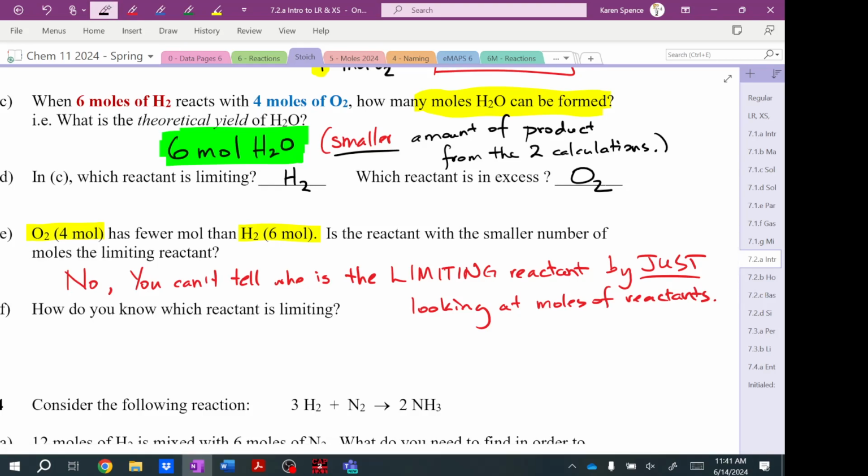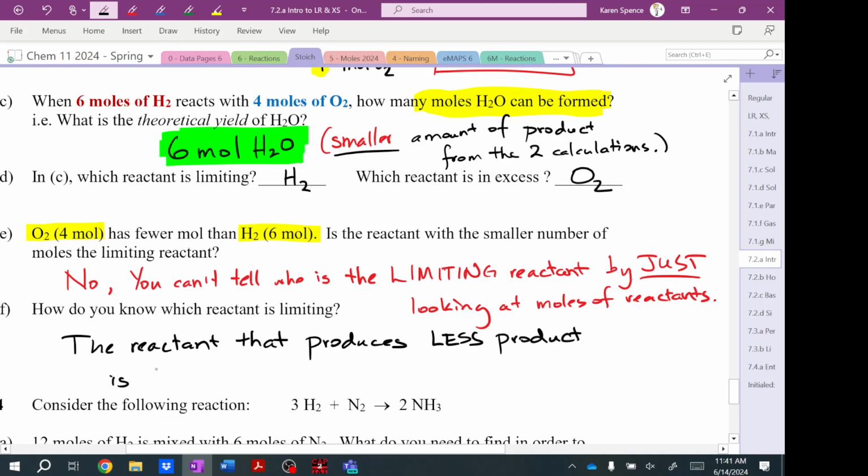How do you know which reactant is limiting? Yeah, you look at which reactant produces less product. The reactant that produces less product is the, and I'm going to start abbreviating it because limiting reactant is really long to write. I'm going to start calling it the LR. Okay, that makes our life a little bit easier.